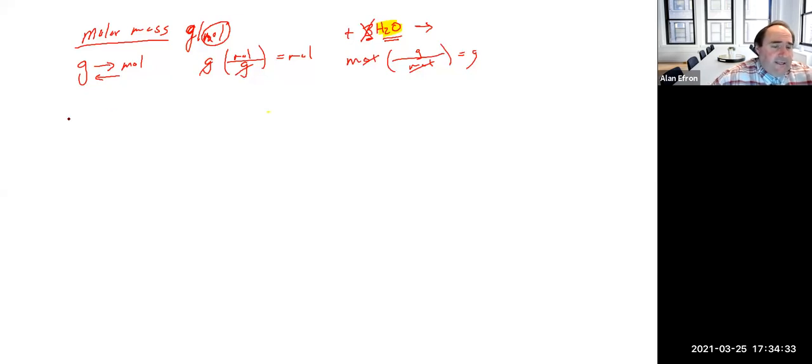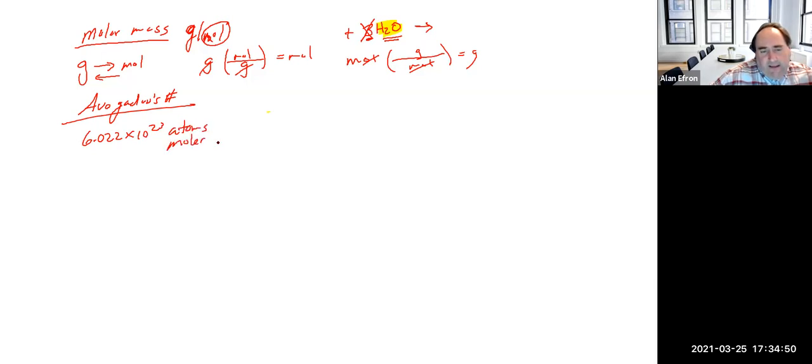In addition, the other important number we talked about was Avogadro's number. And Avogadro's number is 6.022 times 10 to the 23. These could be atoms. These could be molecules. They really could be any unit you like in 1 mole of something. And this, again, is something that we use as a conversion factor to go between moles and atoms or moles and molecules, and back and forth.